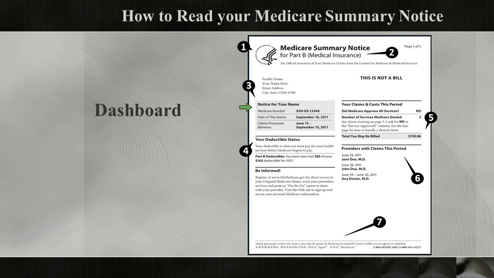When looking through your dashboard, make sure your personal information is correct. Check your name, address, and the last 4 digits of your Medicare ID number. And then note the period of time that is covered in this Medicare summary notice. For example, in this case, this Medicare summary notice covers claims filed between June 15th and September 15th, 2011.